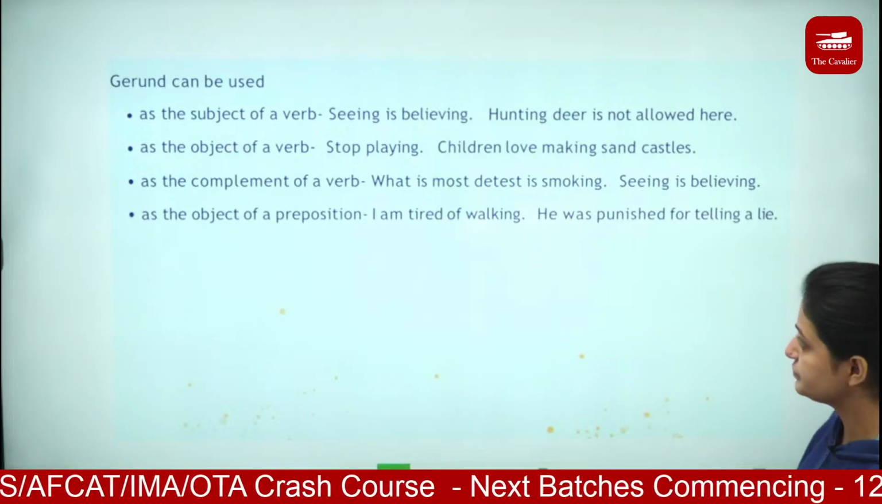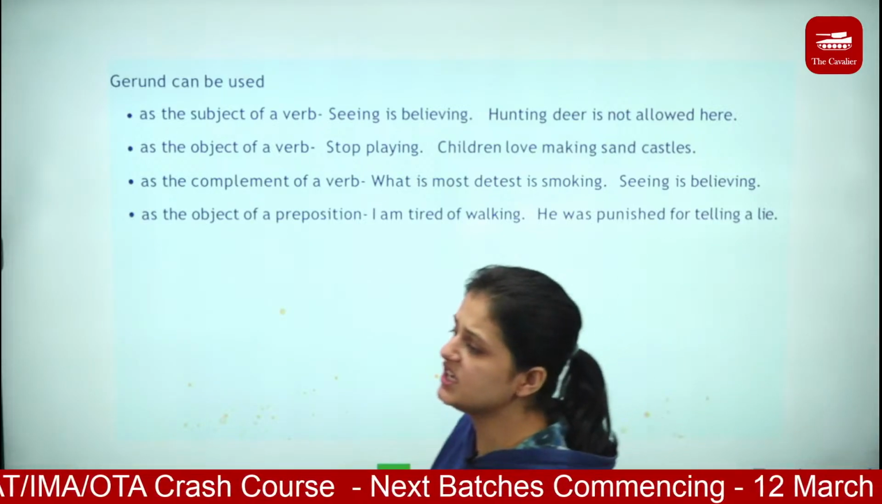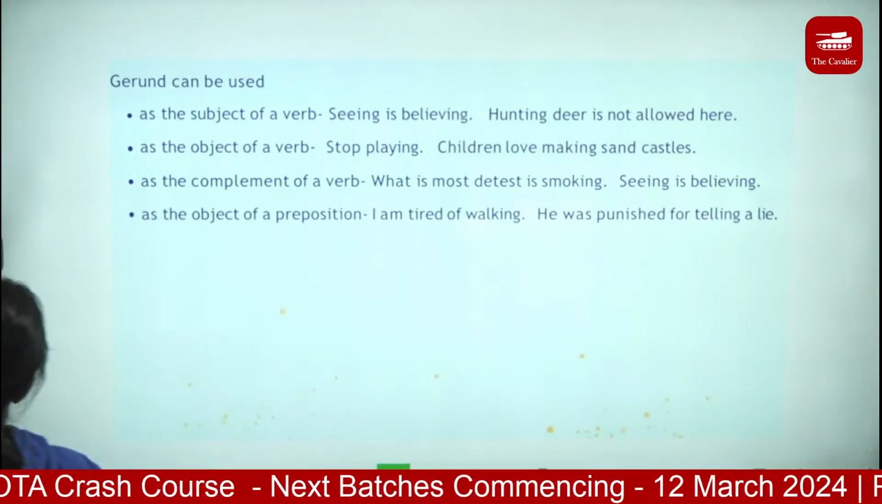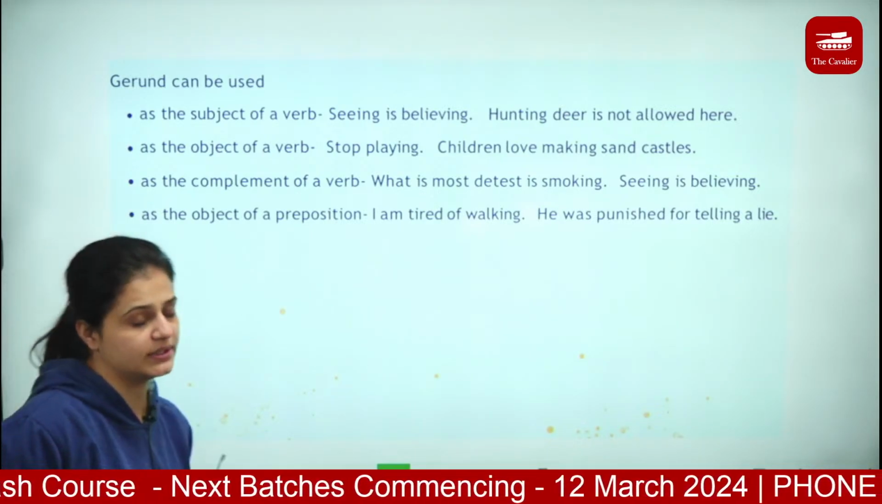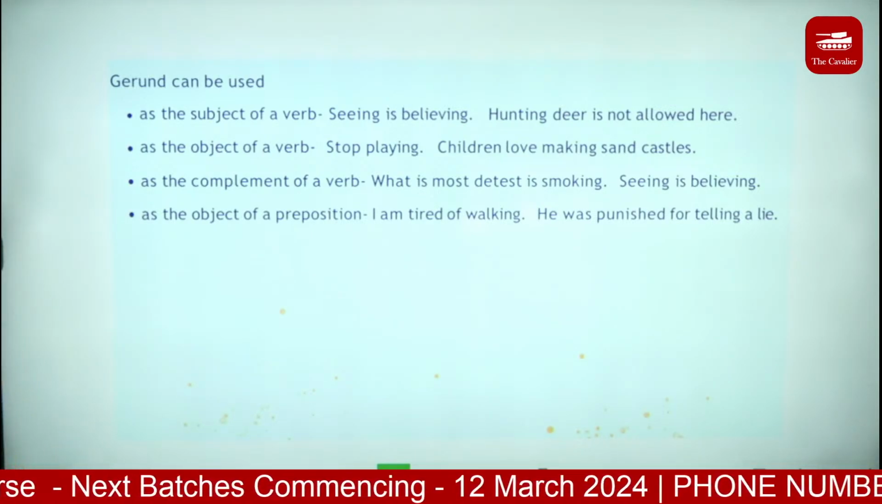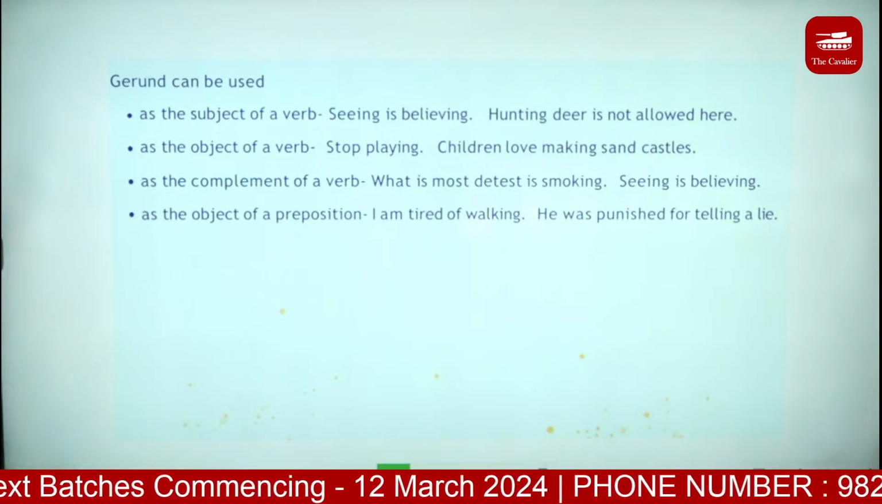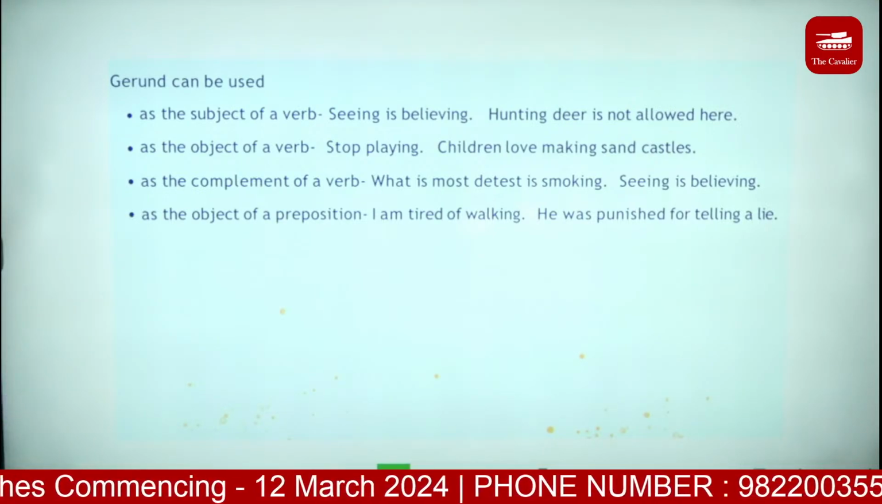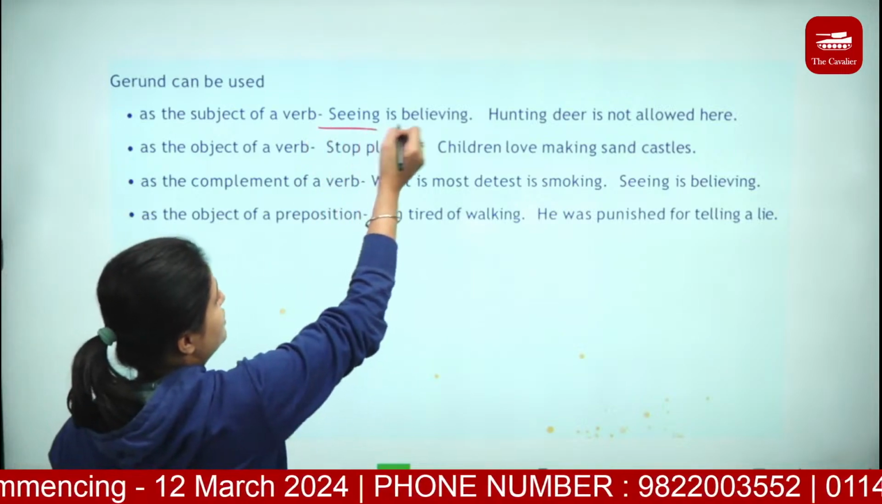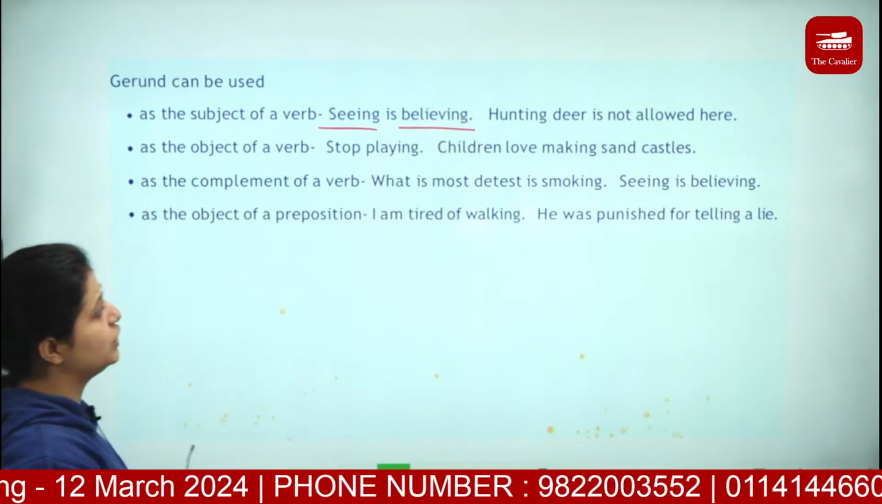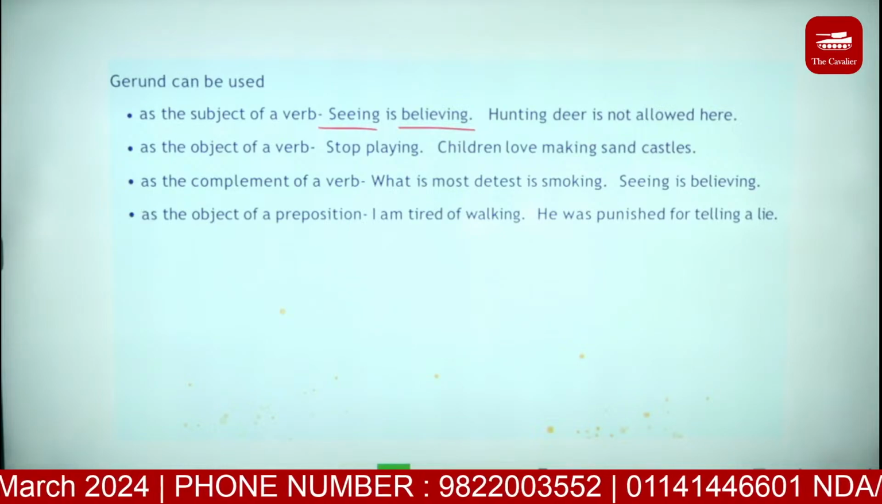Next, now we have to see where we use the gerund. ठीक है, और कैसे यूज कर सकते हैं. हम gerund को subject की तरह यूज कर सकते हैं, जैसे seeing is believing, या फिर हम इसको object की तरह भी यूज कर सकते हैं, जैसे seeing is believing में seeing तो subject है, believing is object. So दोनों की तरह यूज हो रहा है यहाँ पर. Next, hunting deer is not allowed.